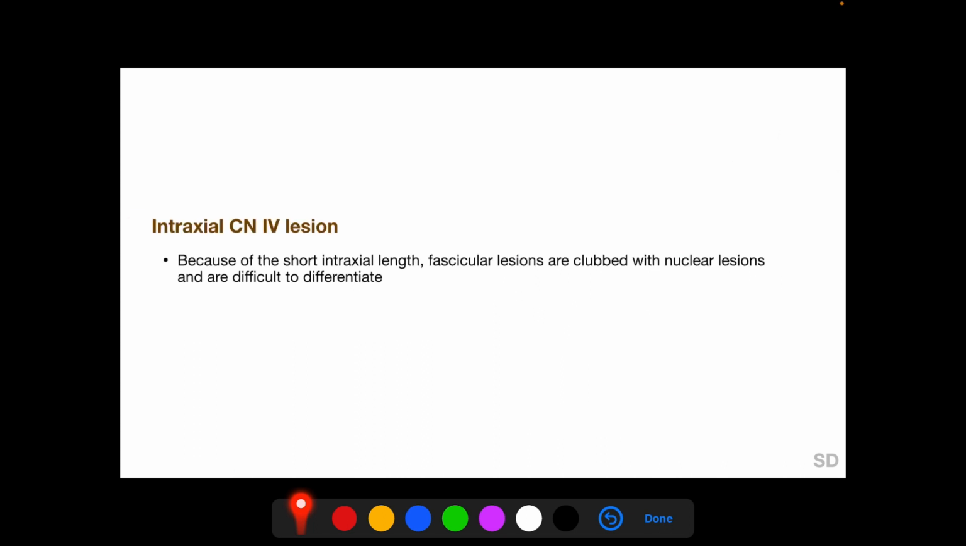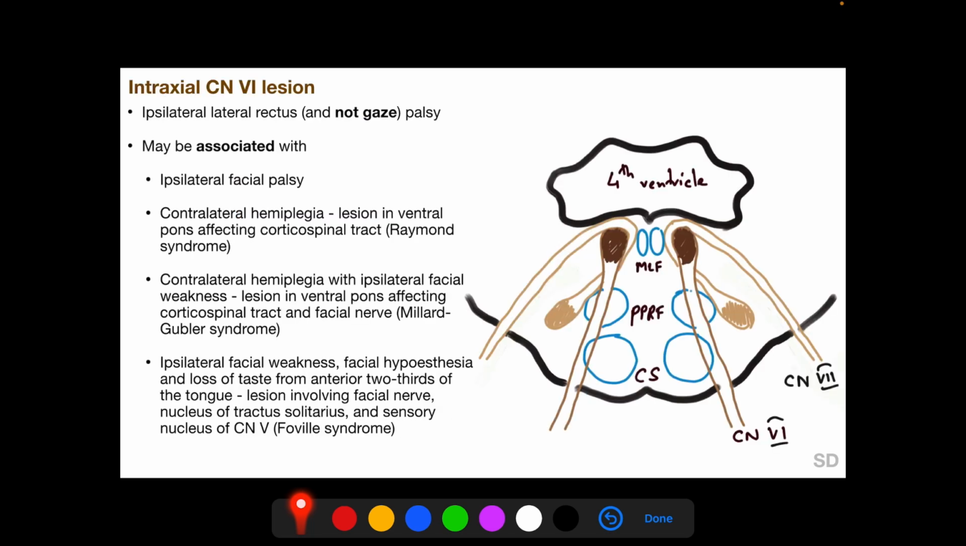Since the intraaxial portion of the cranial nerve 4 is extremely short, it is difficult to differentiate a lesion involving the nucleus of cranial nerve 4 and the intraaxial portion of the cranial nerve 4, and so they are clubbed together and have been discussed in the nuclear lesion of cranial nerve 4. A lesion involving the intraaxial portion of cranial nerve 6 results in an ipsilateral lateral rectus palsy and not an ipsilateral gaze palsy, as happens with a lesion of the nucleus of the cranial nerve 6.